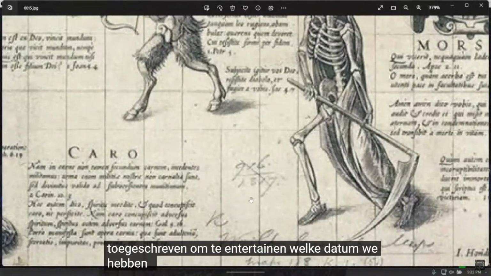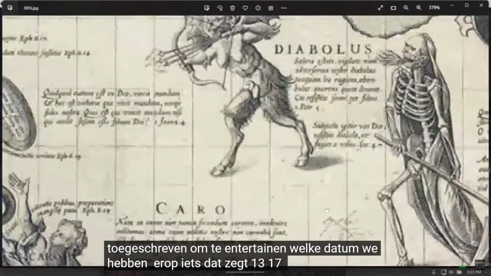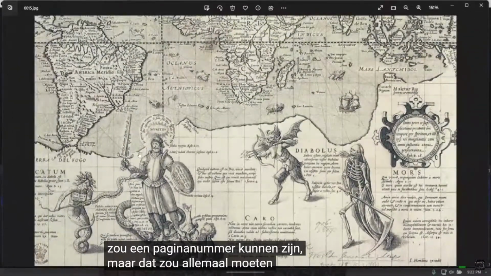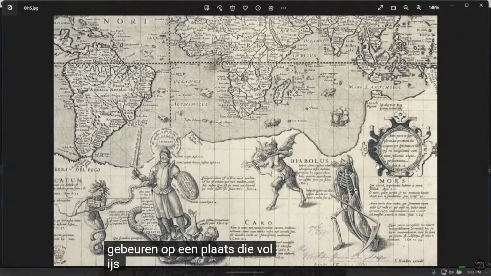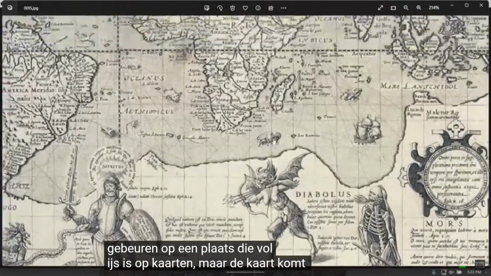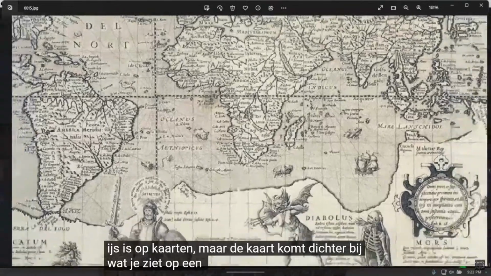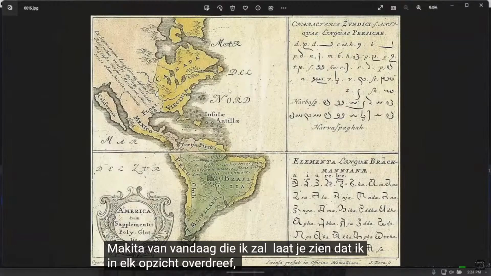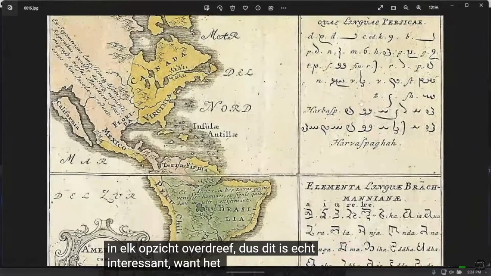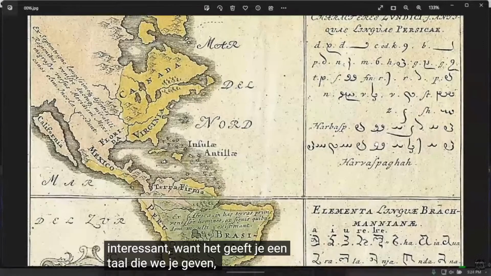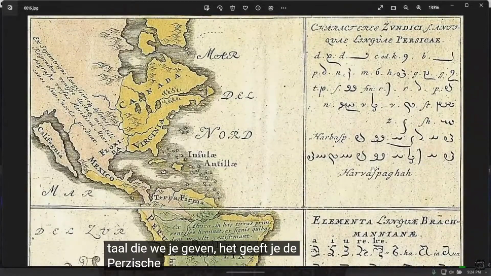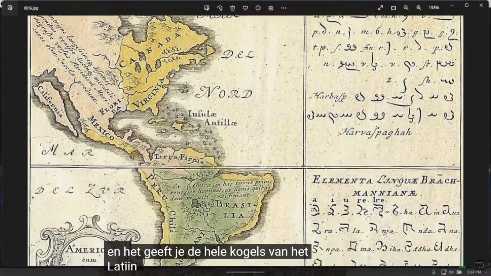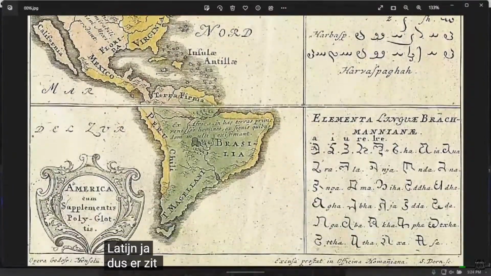What date we got on it? Something there says 1317. That could be a page number. But all of that's supposed to be happening in a place that's full of ice on maps. But the map is closer to what you see on today's Mercator, which I'll show you are exaggerated in every regard. So this is really interesting because it gives you some language. It gives you Persian language, and Diabolus is Latin. So there's some Latin in there too.